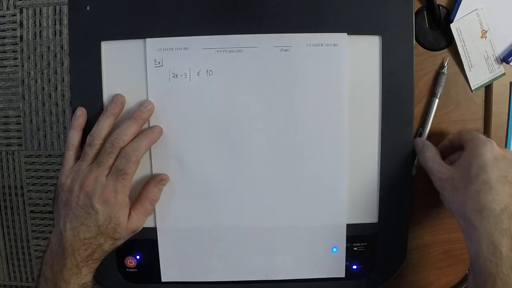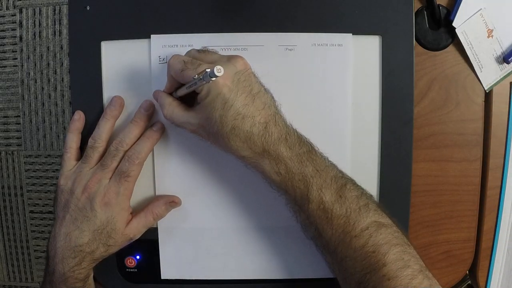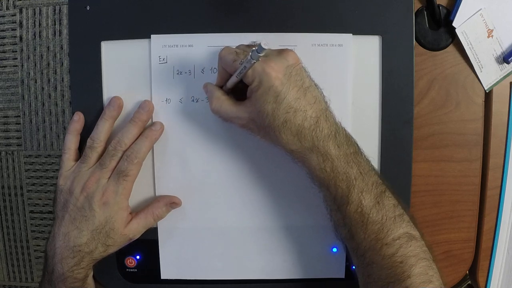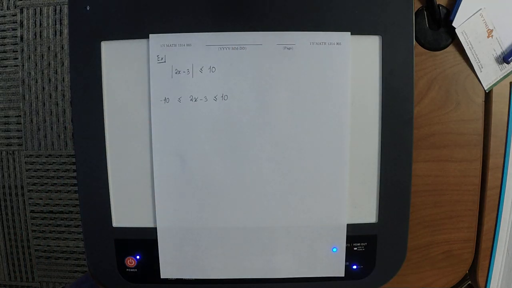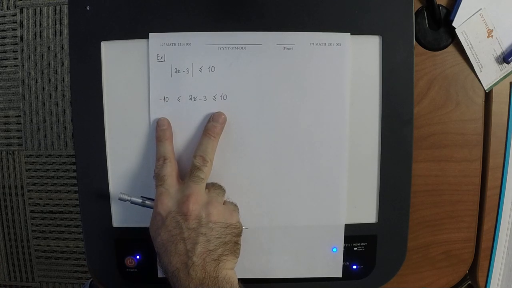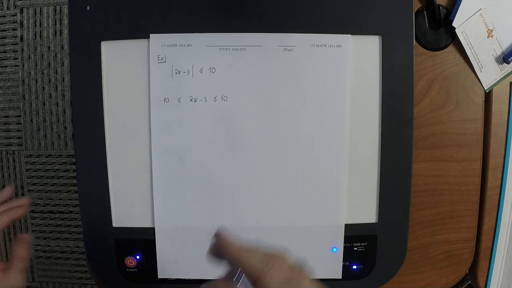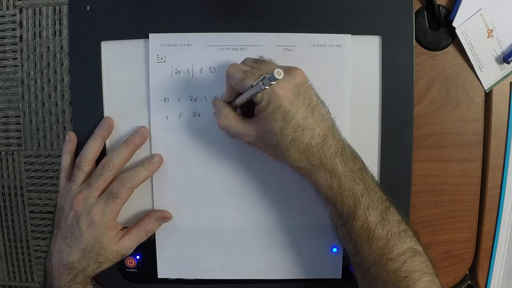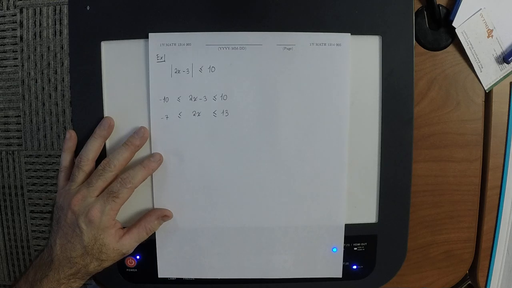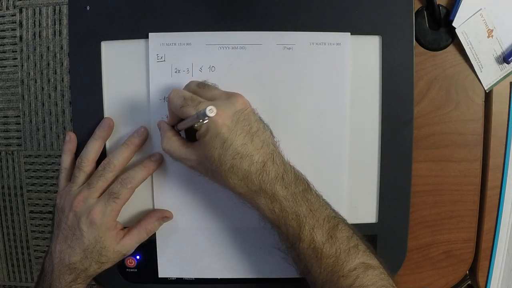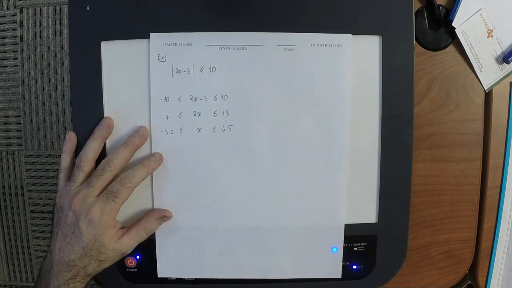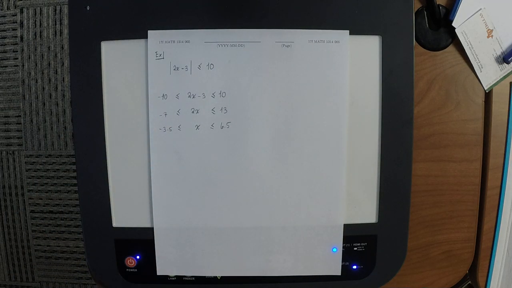So that's the first step, is to say that this is saying that negative 10 is less or equal to 2x minus 3 is less or equal to 10. Whatever we're putting in there has to be between the tens. We can't go outside of the tens. And now this is just like what we did on the previous page, isn't it? So what would we need to do? Add 3. So this would be negative 7 less or equal 2x less or equal 13. Then what? Divide by 2. So negative 3 halves less or equal x less or equal 6.5. Okay, then can you write this in interval notation?